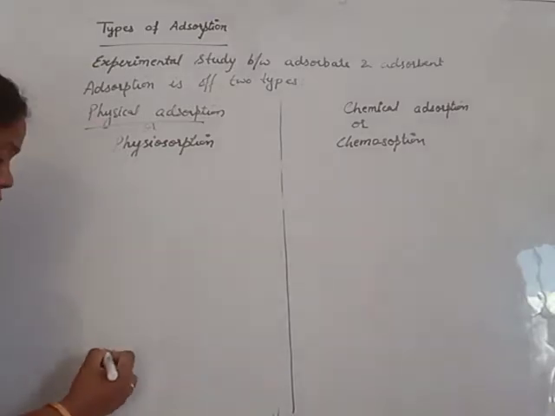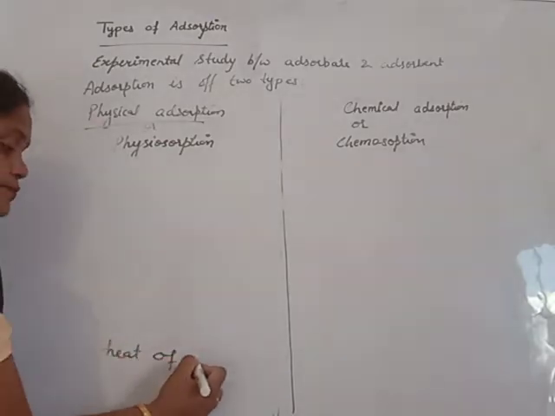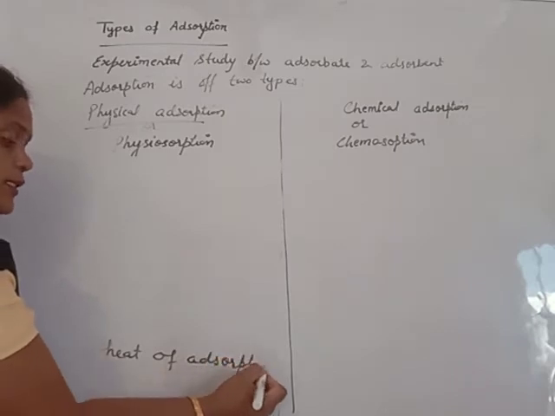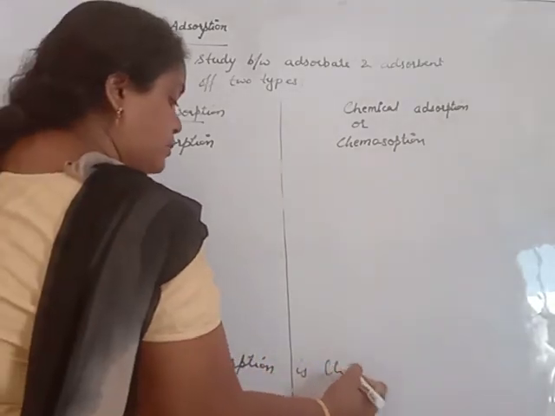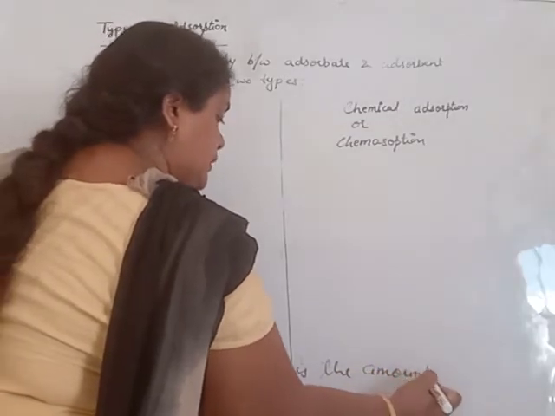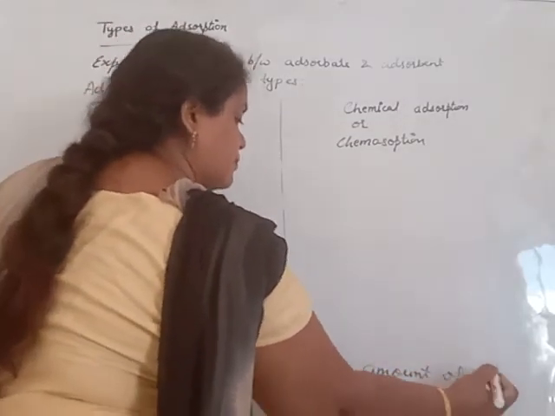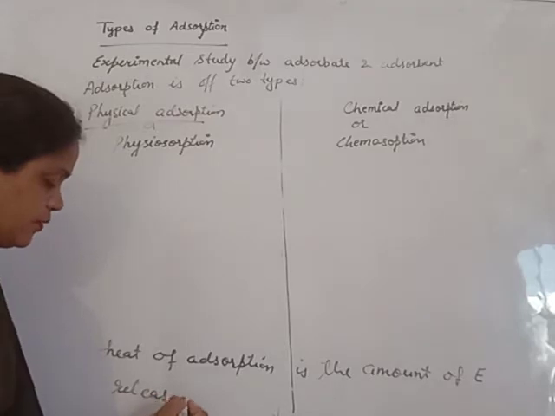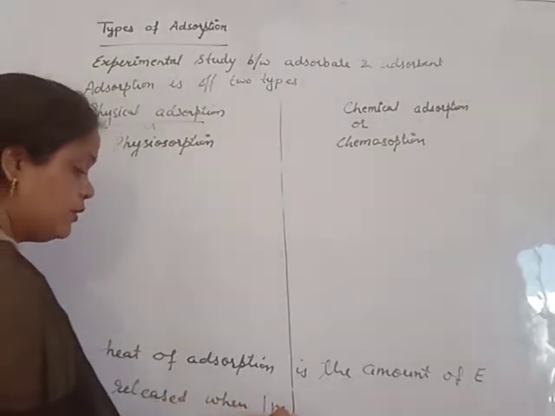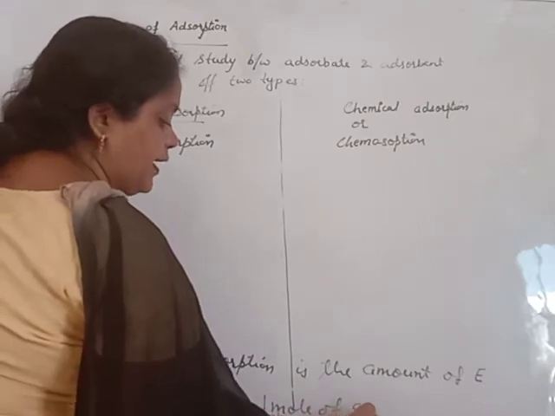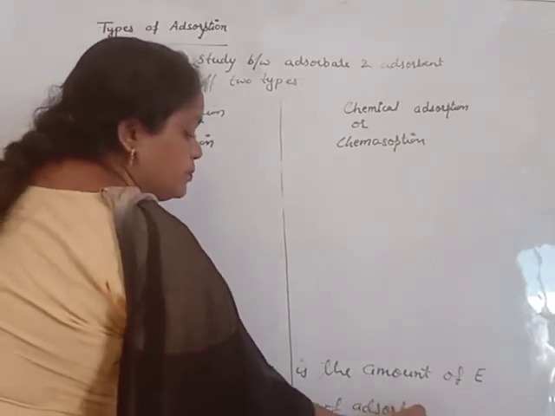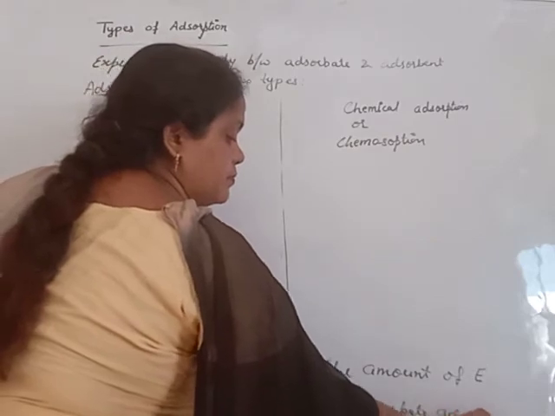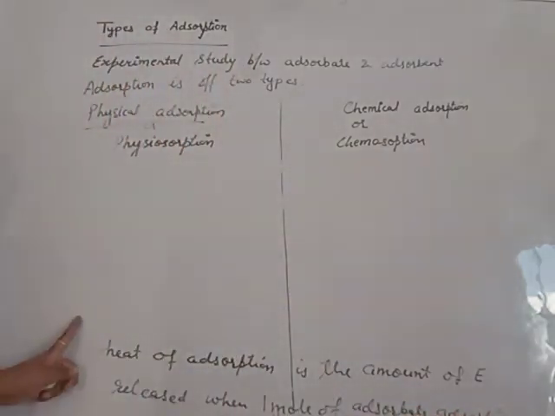If you want to define heat of adsorption, it is the amount of energy evolved or released when 1 mole of adsorbate is adsorbed. It is the definition of heat of adsorption. Either physical or chemical, heat of adsorption is always released.